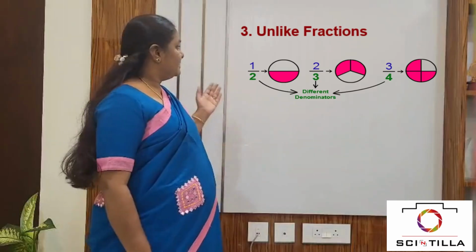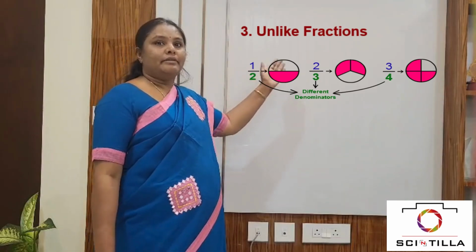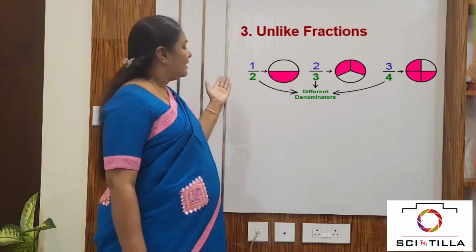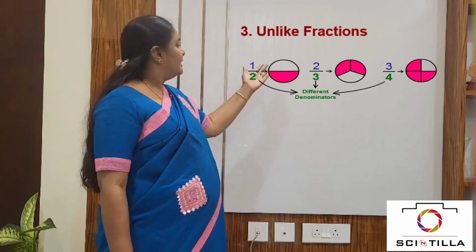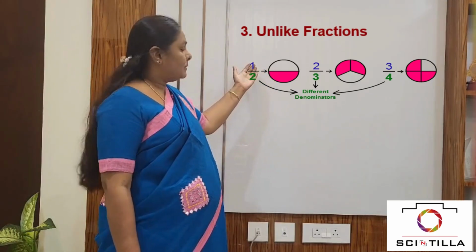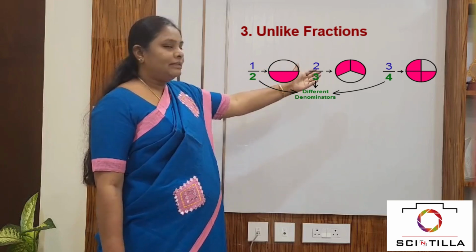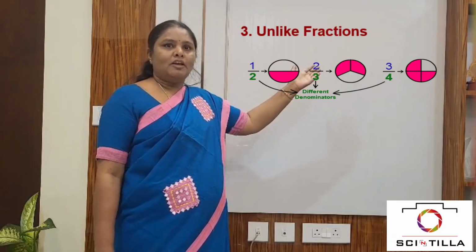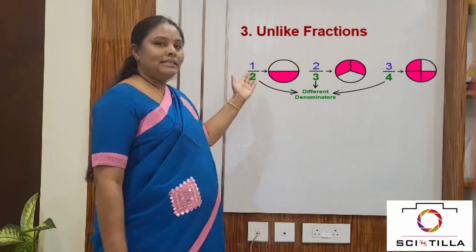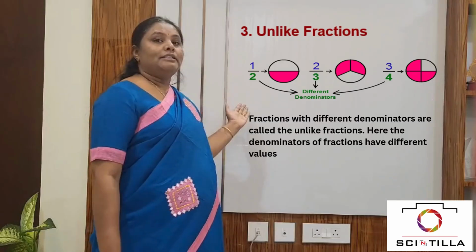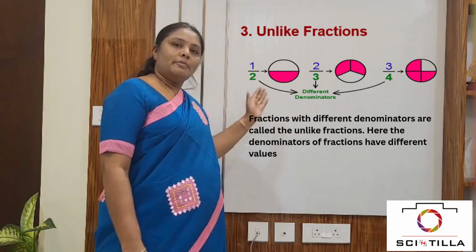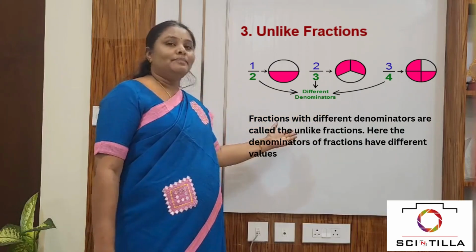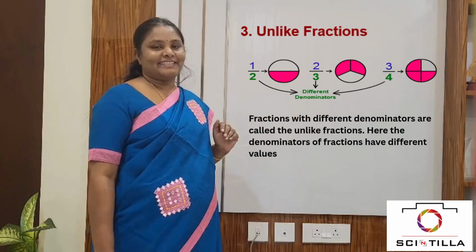Now, let us learn the third type, unlike fractions. As the name suggests, it's the opposite of like fractions. Can you see the given figures? What are the fractions given? 1/2, 2/3 and 3/4. Are the denominators the same? Are the numerators the same? No. So the denominators are different. Two or more fractions having different denominators, we call unlike fractions.